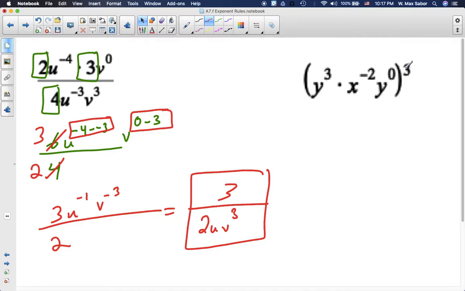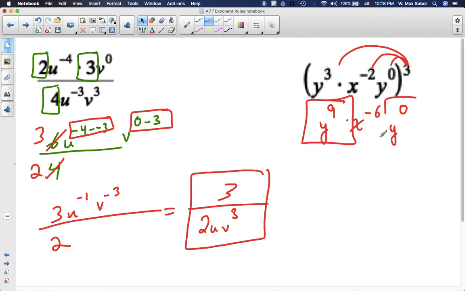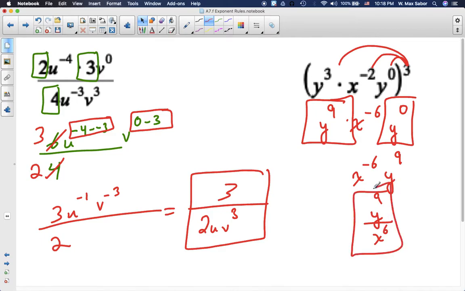Here I'm going to use the powers of products as well as the powers of powers. So this gets multiplied into each of those because these are all multiplied inside. So y to the 9th, x to the negative 6th, y to the 0th. These can be added. So we get x to the negative 6th, y to the 9th, because these were multiplied together. This is the product of powers rule. And now this is a negative exponent, so it can go in the denominator with a positive exponent instead. So that's our answer.